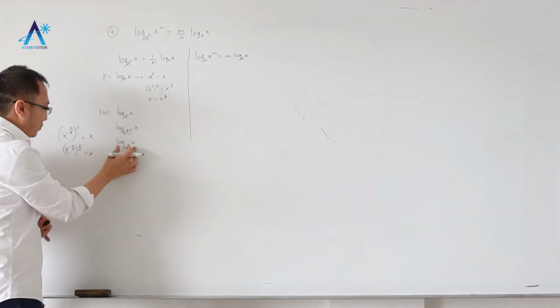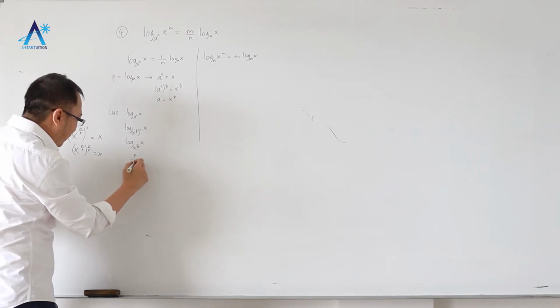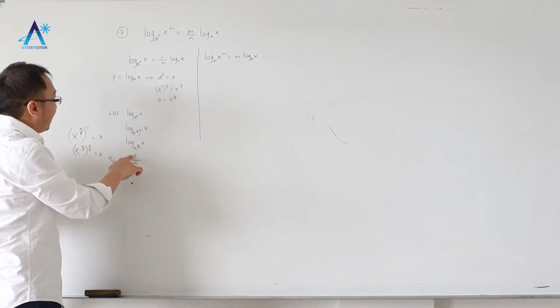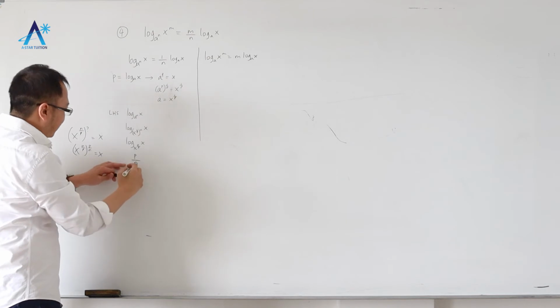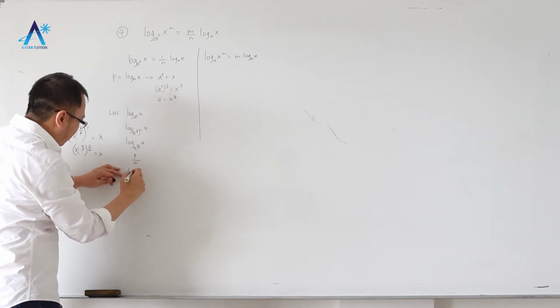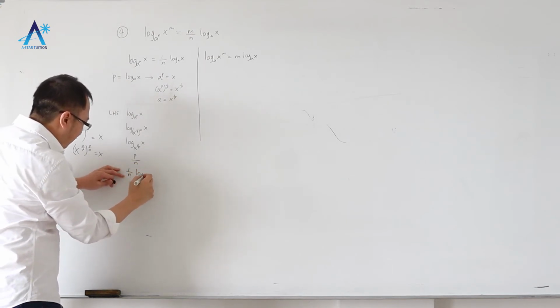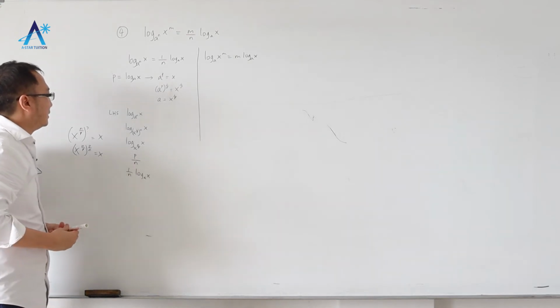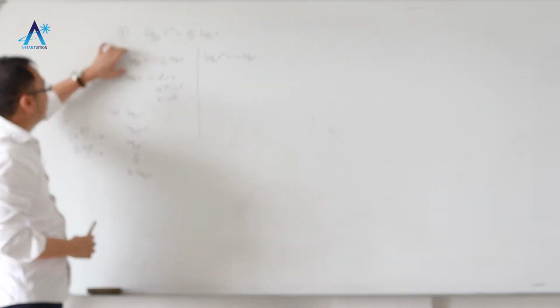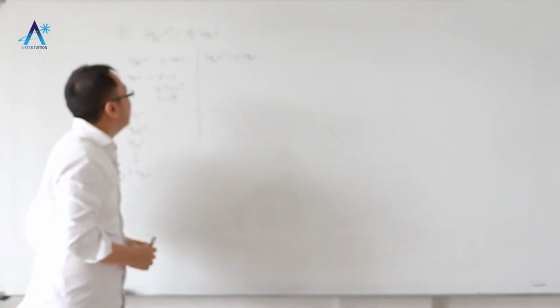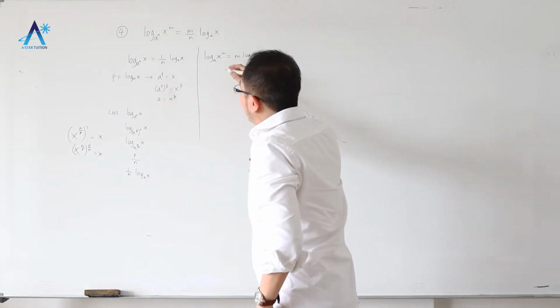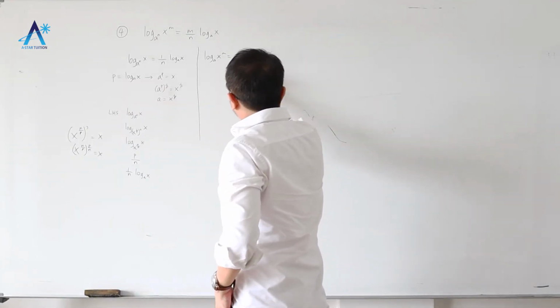And therefore this will be equal to p over n, and p itself was defined as log a x. Therefore this is equal to 1 over n times log a x. There we go, we have proved this one. Okay, the second one, log a x^m.